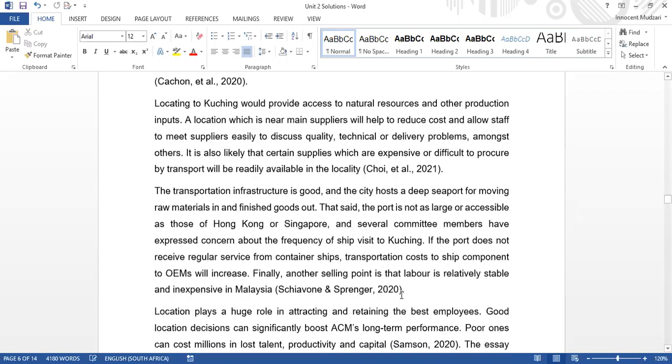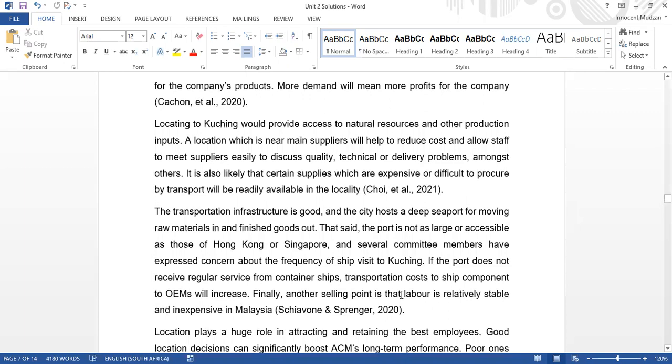And if you are still there at Kuching, the transportation infrastructure is good, and the city hosts a deep seaport for moving raw materials in and finished goods out. That said, the port is not as large or accessible as those of Hong Kong or Singapore, and several committee members have expressed concern about the frequency of ship visits to Kuching.